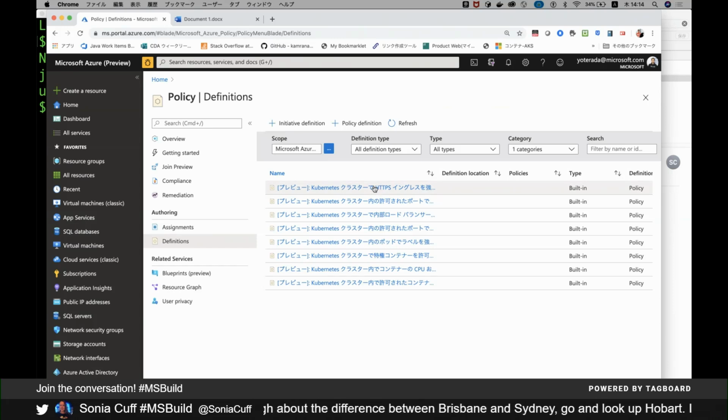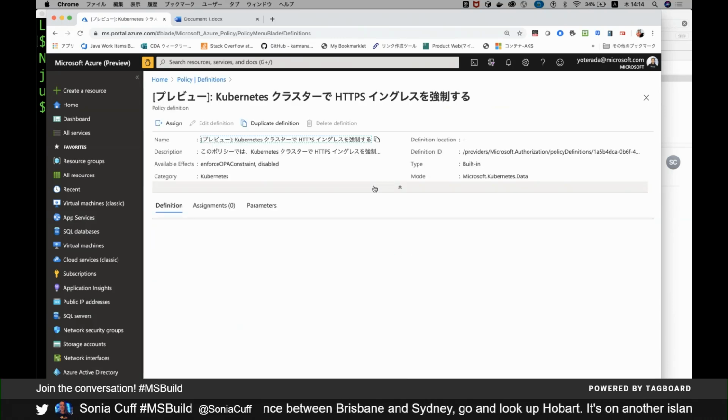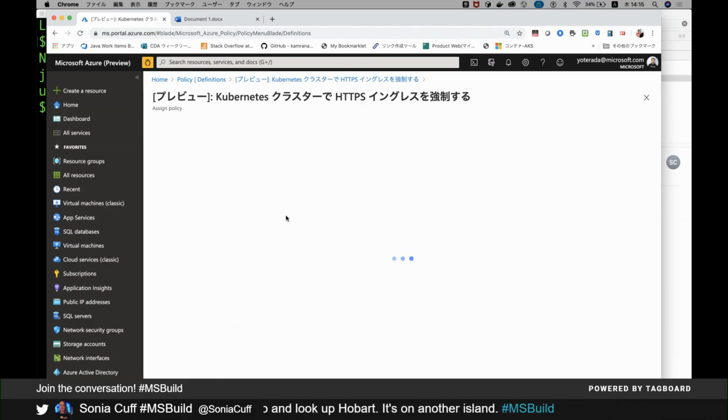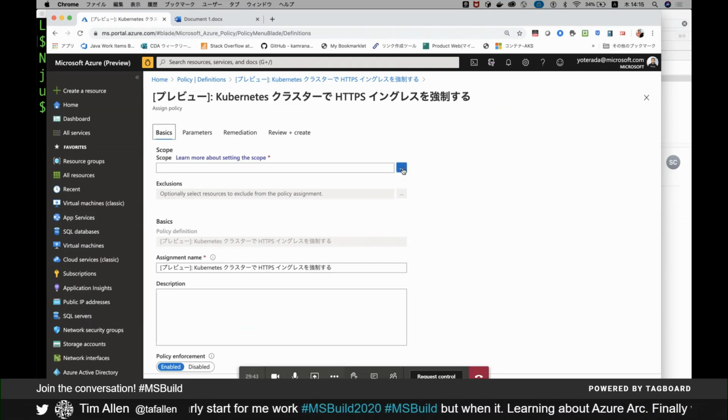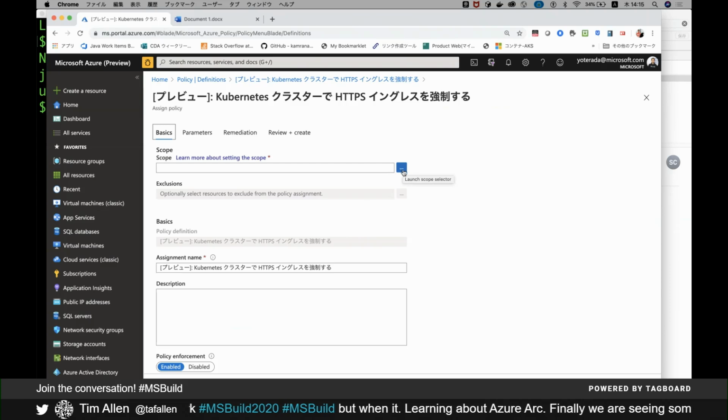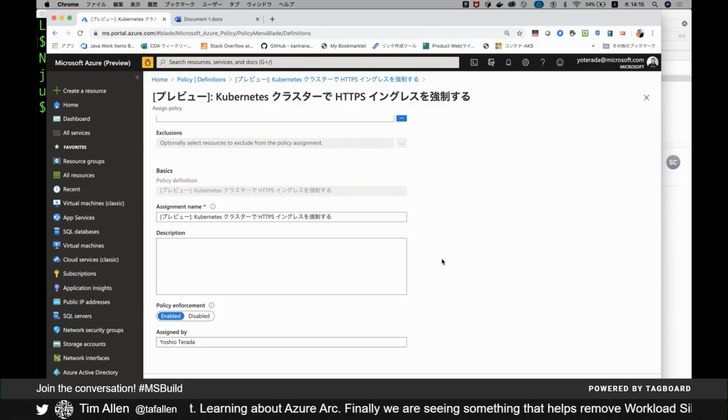So this is a list of all of the policies, and if we would like to configure a policy, it is very easy to configure. I'm thinking that this is very useful and very easy to configure. So please, everyone, try to configure the Azure policy.